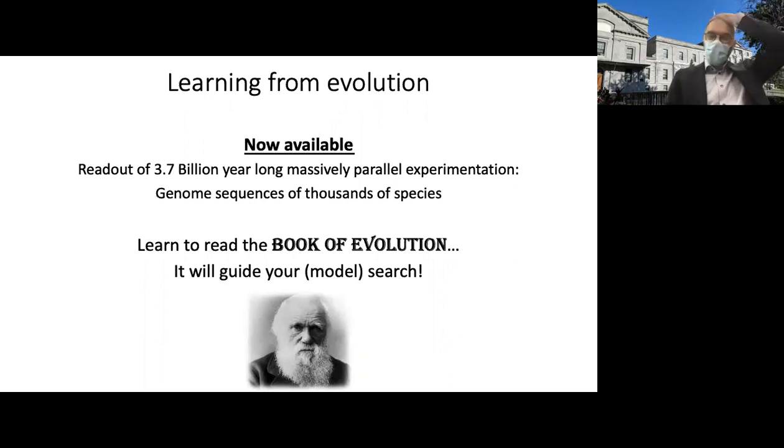I will just end by saying that evolution has been going on for about 4 billion years. It's a super massively parallel experiment where natural selection and mutations generate diversity, and natural selection selects which of those mutations are beneficial or at least not too detrimental. And by sequencing and analyzing the genomes of modern species, we get the readout of this massive experiment.